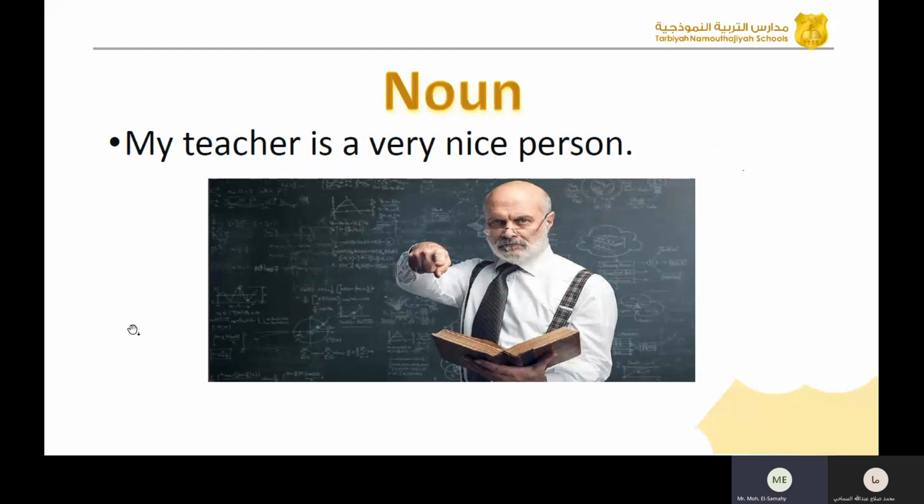First example, my teacher is a very nice person. And of course, as we see here in this picture, the teacher is a very nice person. Where is the noun in this sentence? The noun in this sentence is the word teacher. My teacher. The teacher is the noun in this sentence.